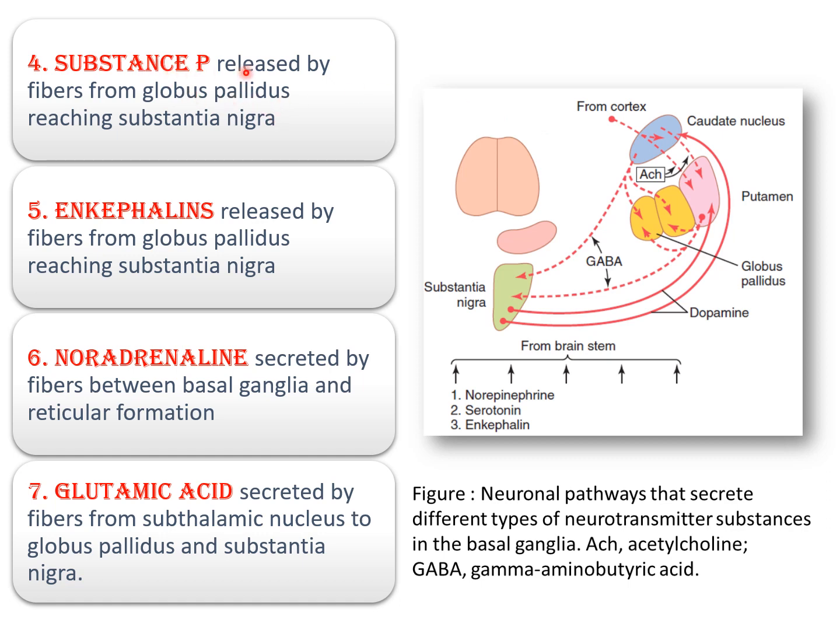Then substance P, released by fibers from the globus pallidus reaching the substantia nigra. Enkephalins, released by fibers from the globus pallidus reaching the substantia nigra. Noradrenaline, secreted by fibers between the basal ganglia and reticular formation. Glutamic acid, secreted by fibers from the subthalamic nucleus to the globus pallidus and substantia nigra.